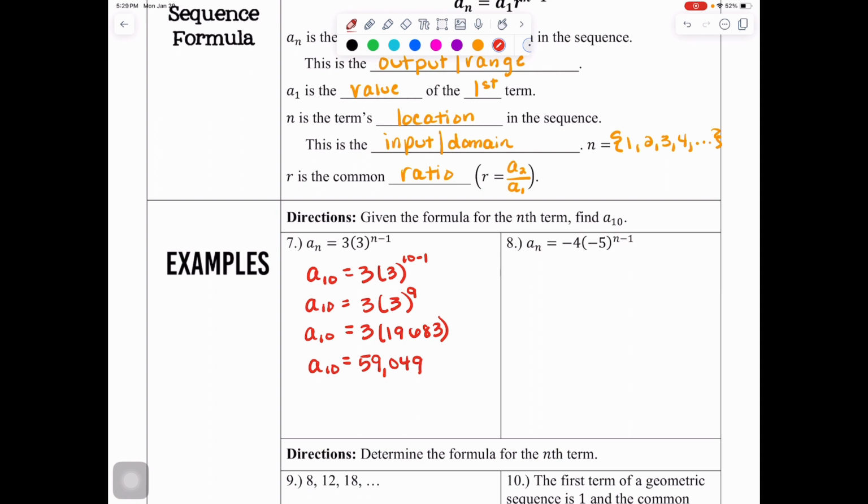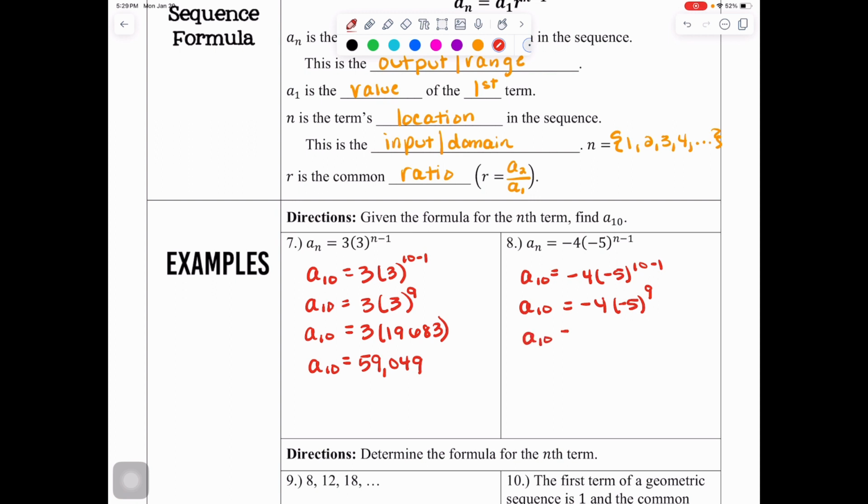In number 8, they want us to again find a sub 10. So I'm going to replace n with 10. And then it's going to be negative 4 times negative 5 to the 10 minus 1. So a sub 10 would be equal to negative 4 times negative 5 to the 9th power. Now, when we do this one, again, you can type the entire thing in the calculator. That includes the parentheses, remember, because here that really does make a difference, especially if we have an even exponent. So just be very careful.